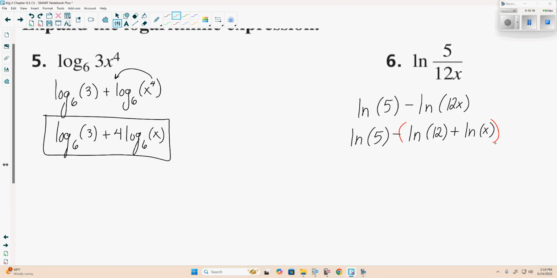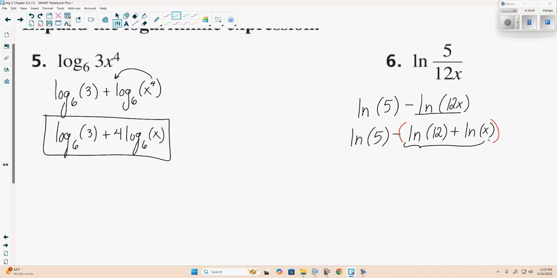I have to have parentheses. Because again, if it's on the bottom of the fraction, it needs to have that minus in front, yes? So when we apply this here, we're really saying that the natural log of 12x is the natural log of 12 plus the natural log of x. That's our product property. But because it's in the bottom, it has that negative in front of it.